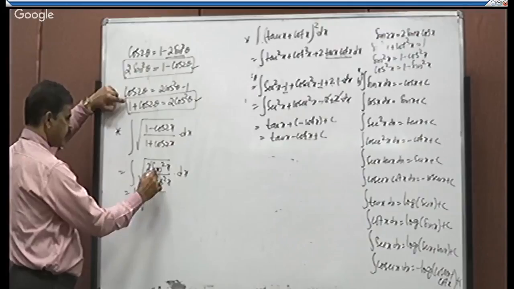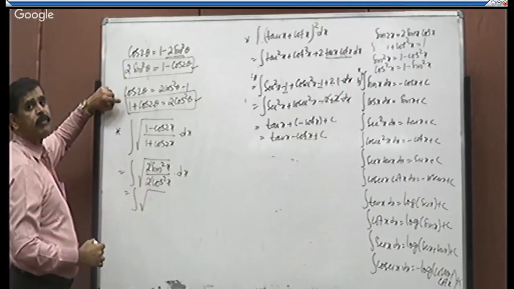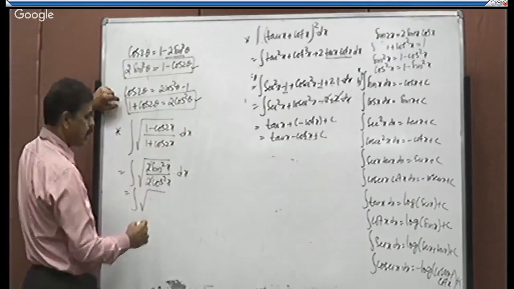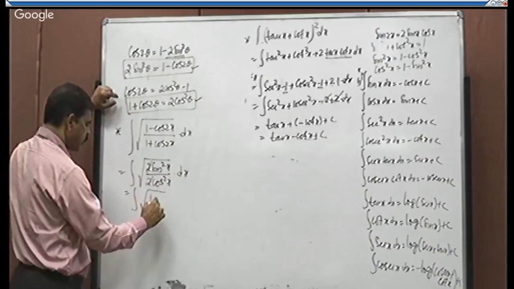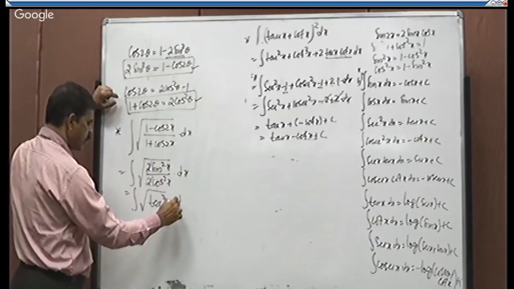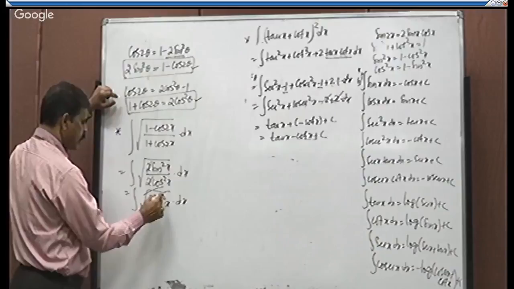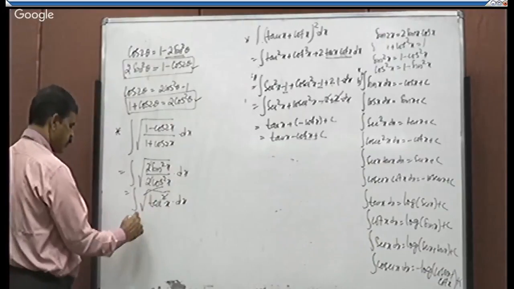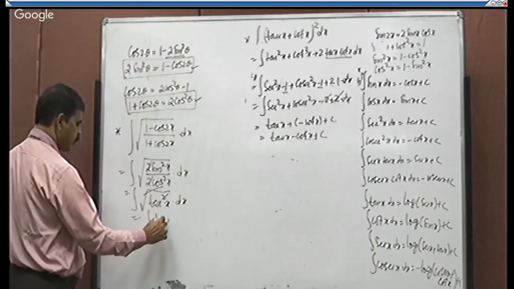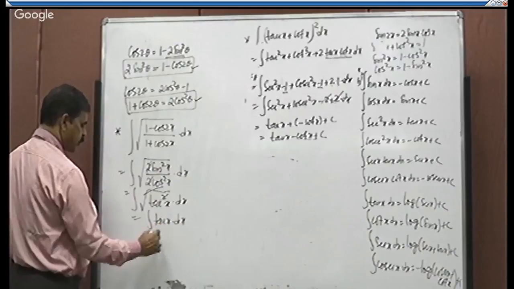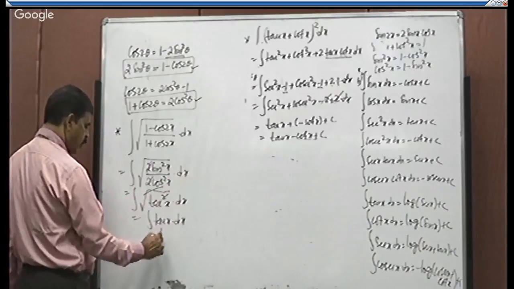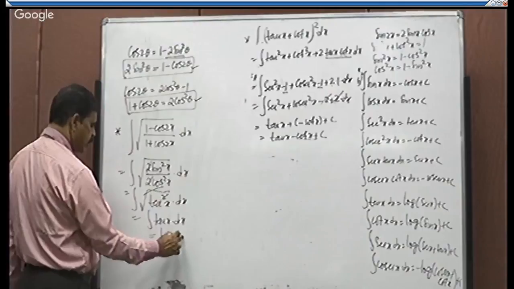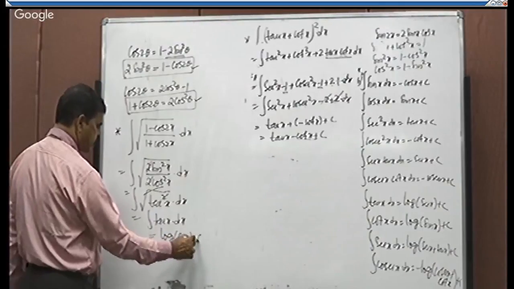What is remaining? It is sine square by cos square. What is sine by cos? Sine by cos is tan. Therefore, sine square by cos square is tan square x dx. The square and root get cancelled. What is remaining? It is tan x only. Integration of tan x. See the list? It is log of secant x plus c.